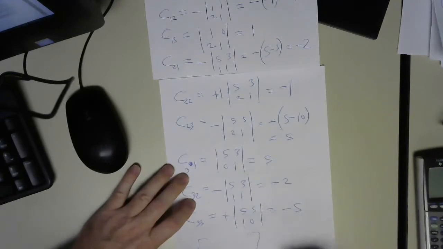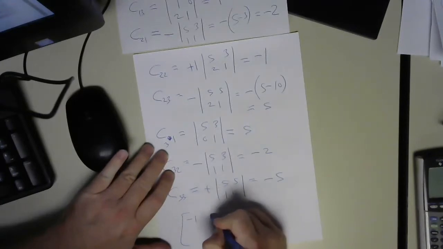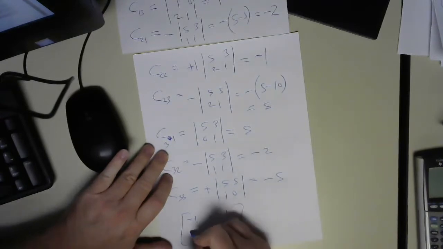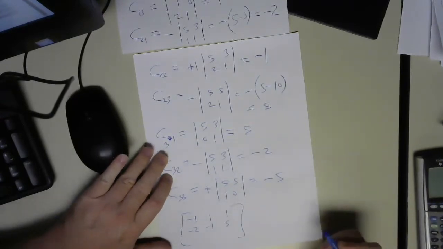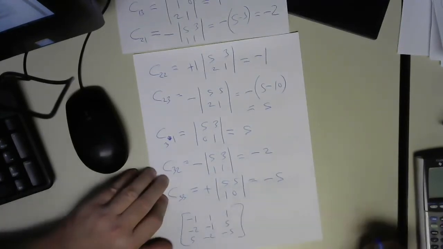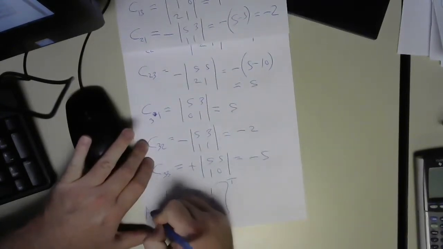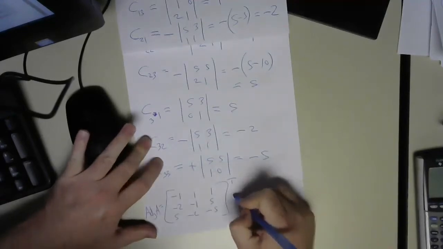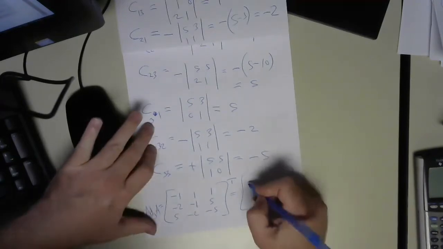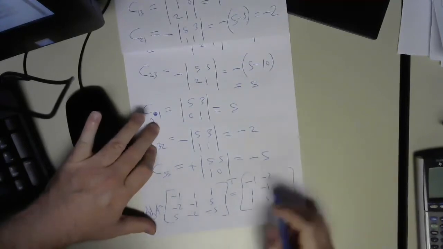So normally if I wanted to come up with the matrix of cofactors, it would look like this: -1, 1, 1. Those are the elements in the first row. And then -2, -1, 5. Those are the elements in the second row. And then 5, -2, -5. Those are the elements in the third row. But remember, you want to take the transpose of that. That's the adjugate of A. So just make that first row a column. Make the second row a column. Make the third row a column.